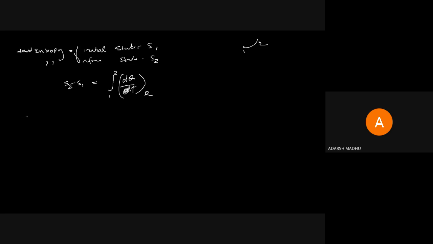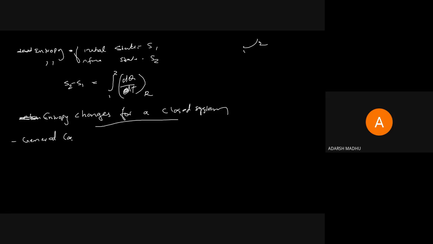Please write down the particular small derivation. Entropy is the main heading. Entropy changes for a closed system. Okay, for a closed system. For the general case, we are taking the general case.